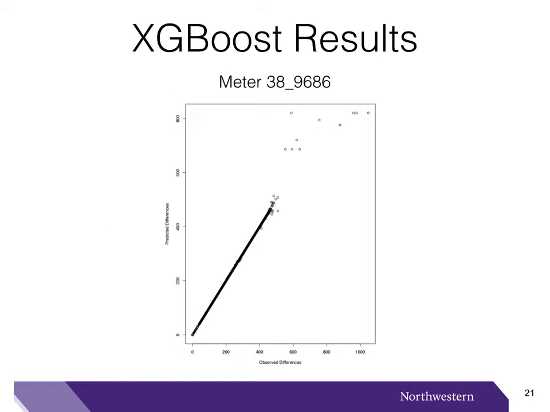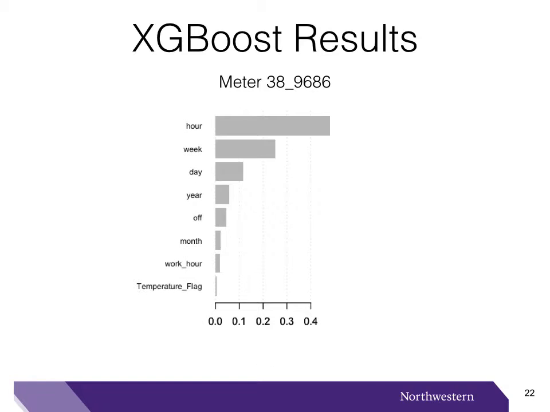Moving on, this is the final meter. Again, the relationship between actual and predicted consumption values is linear with a slope of 1. And again, the most important variables are time and date variables.